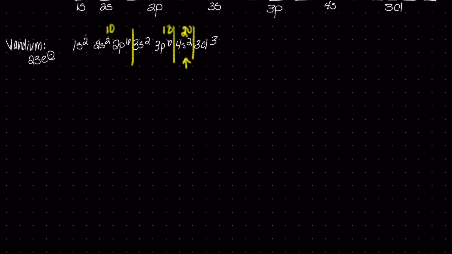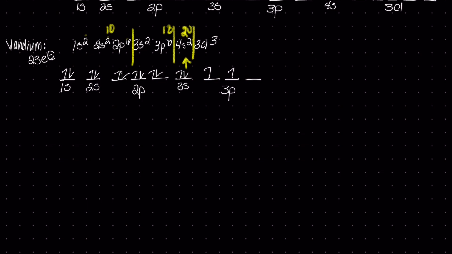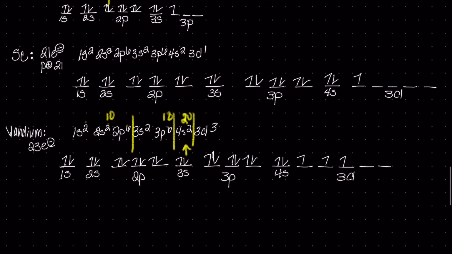Now I just draw my house based on my address. 1s has 2 in it. 2s is the same. There's a 2p. 1, 2, 3, 4, 5, 6. 3s. 3p. Now we're at 4s. 3d. 1, 2, 3, 4, 5. See. So now I have 3 unpaired electrons.